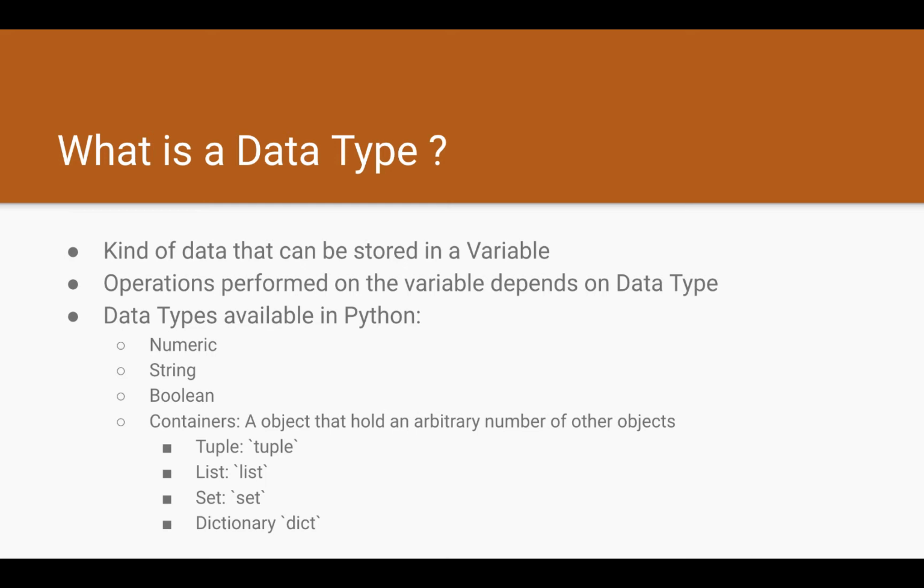And there are different operations that can be performed on those variables, as we saw in our operator video. We can use different operators like addition, subtraction, multiplication and division. Those were some examples of operations. So what we do is perform operations on variables, and what kind of operation can be performed on a variable depends on the data type.